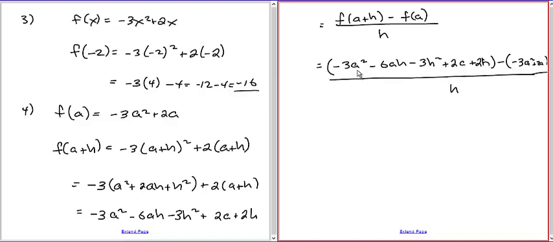Now what happens is the terms involving just a cancel out if you've done it correctly. So negative 3a squared cancels out with this positive 3a squared. Negative times negative is positive. And the 2a here cancels out with a negative 2a right there. So those cancel out, and what you're left with is the terms that have h in them.